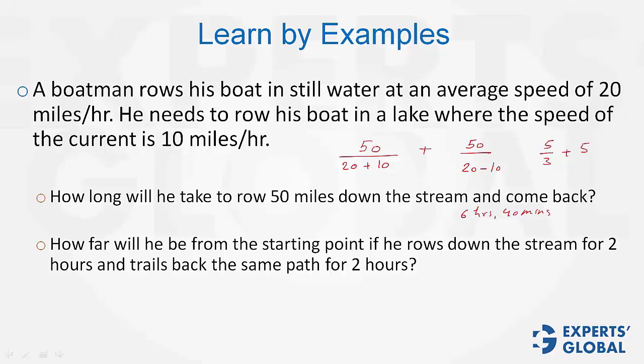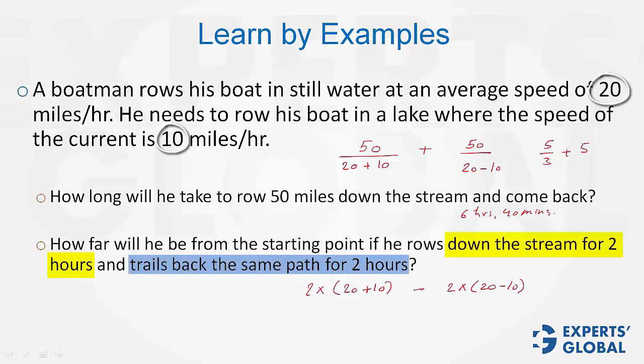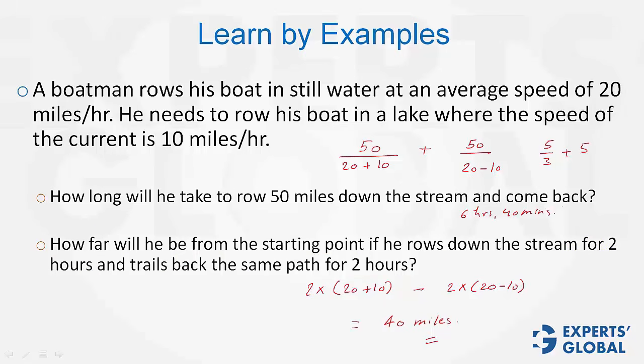Let's look at the second question. 2 hours down the stream, the person would be traveling 2 times 20 plus 10, and up the stream, the person would travel 2 times 20 minus 10. The boatman traveled 60 miles down the stream and traveled back 20 miles up the stream. Therefore, the person is 40 miles away from the starting point. So the answer is 40 miles.